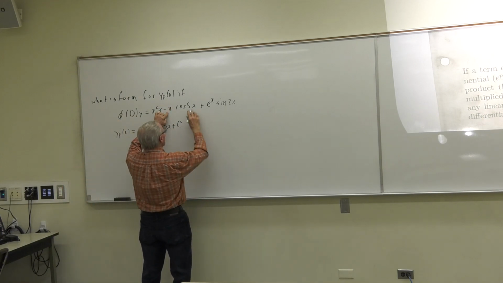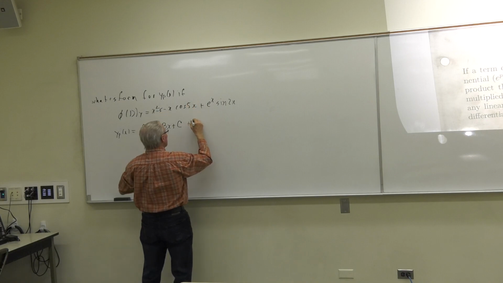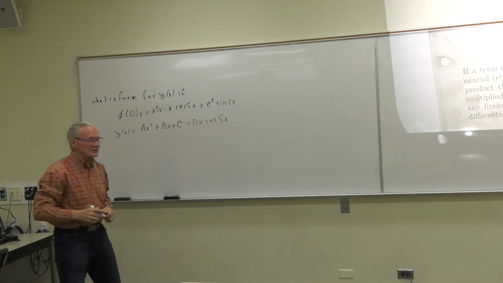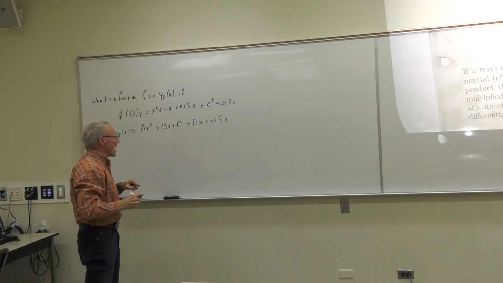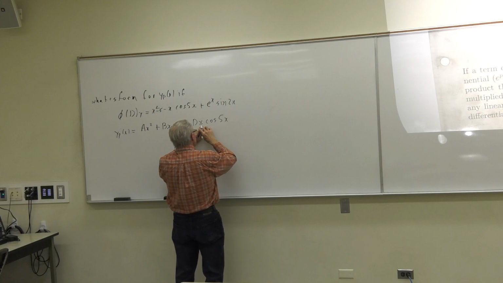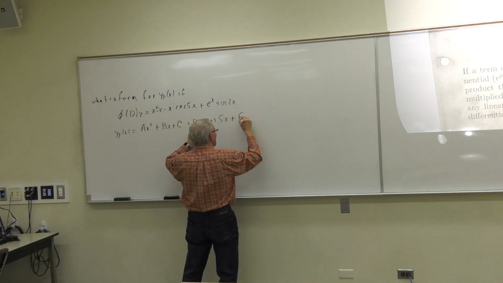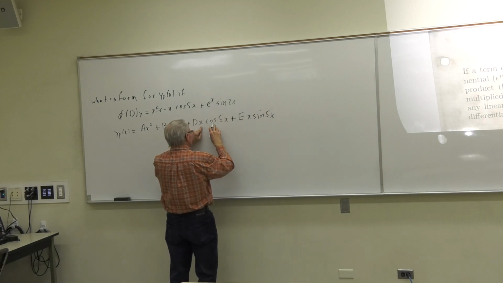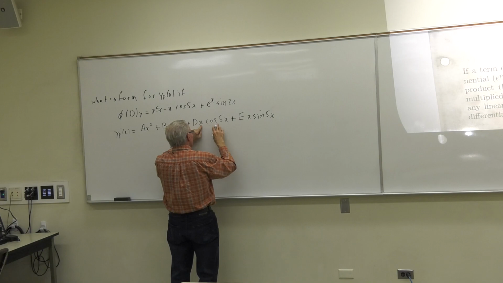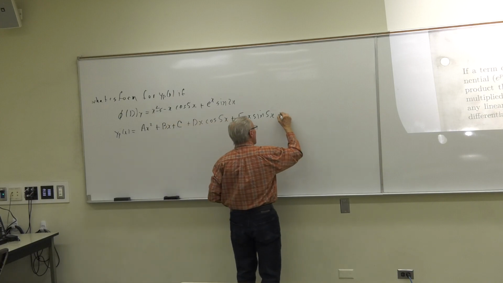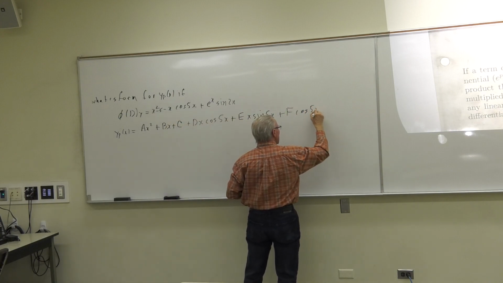We have an x e to the x cosine 5x. So we would put D x e to the x cosine 5x, a constant in front of it. Then we differentiate that and look for new things. If I differentiate this, I get that one times that one. That gives me x e to the x sine 5x. That's new. So I put E x e to the x sine 5x. In addition, if I differentiate this, I have to differentiate that x with the product rule, and I get that. That's different than what's there now, and that's different than that. I need an F e to the x cosine 5x.